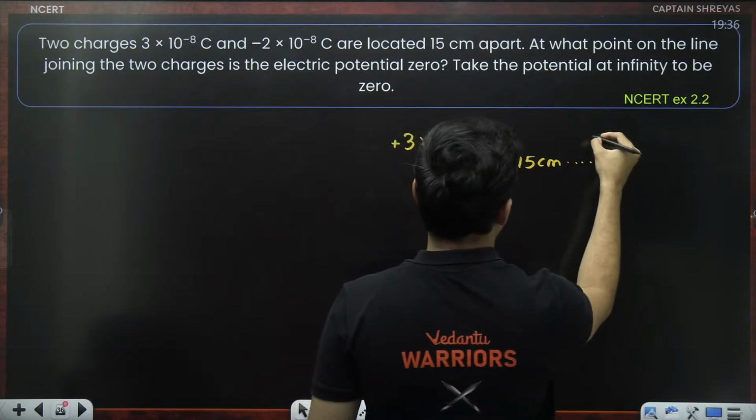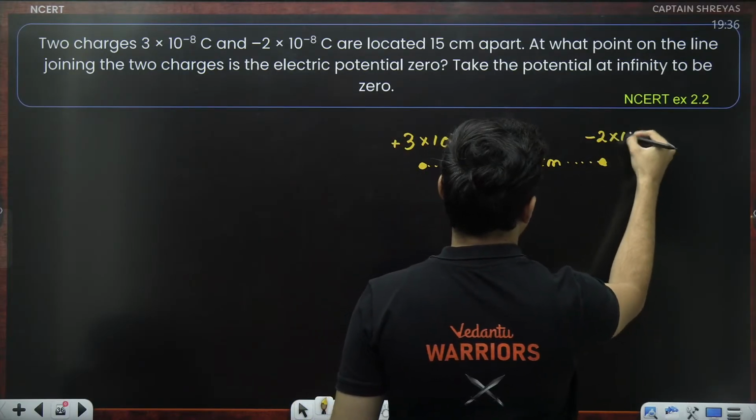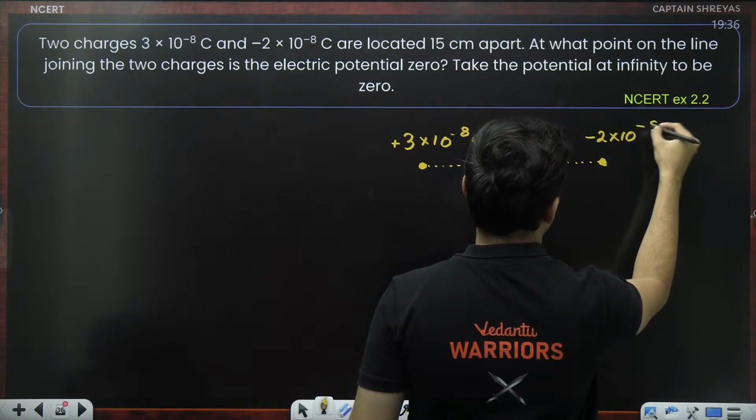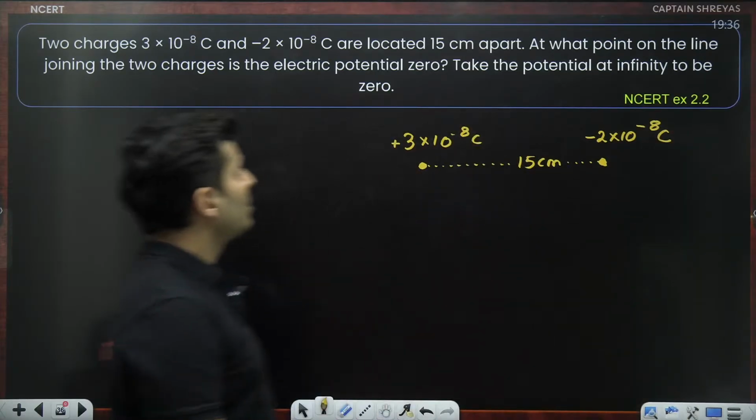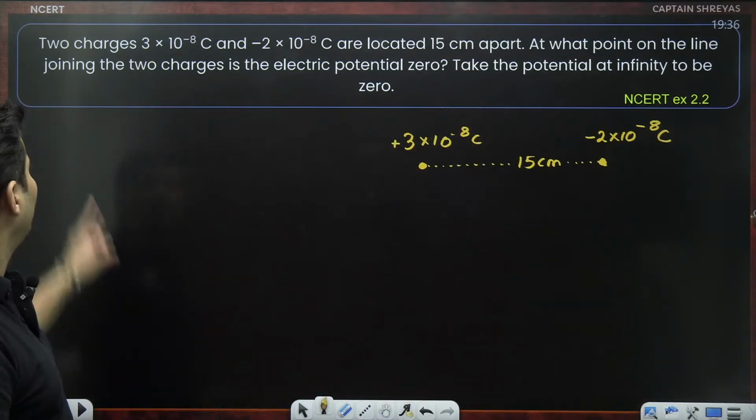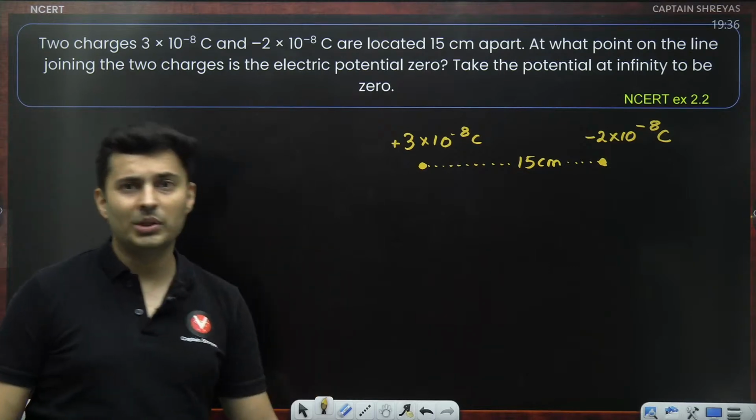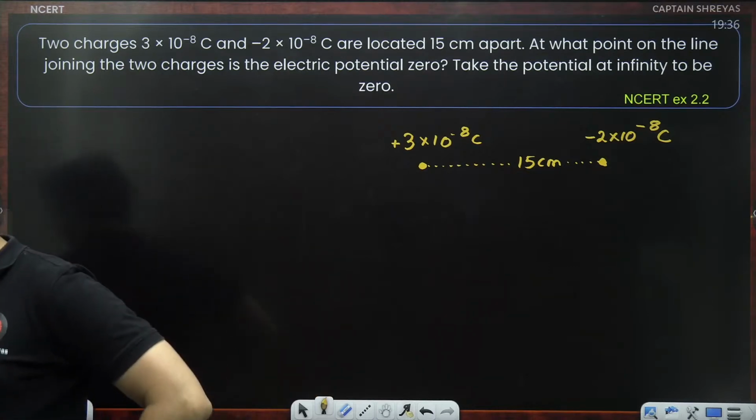And how much is the other charge? Negative 2 into 10 to the power minus 8 coulomb. So the question is, at what point on the line joining them do you think the potential is 0? All right.